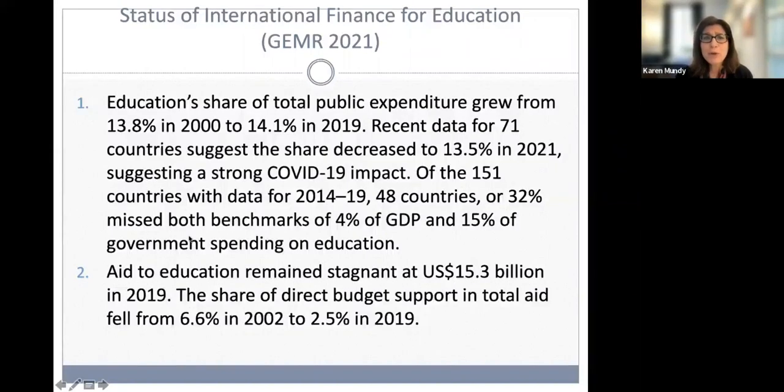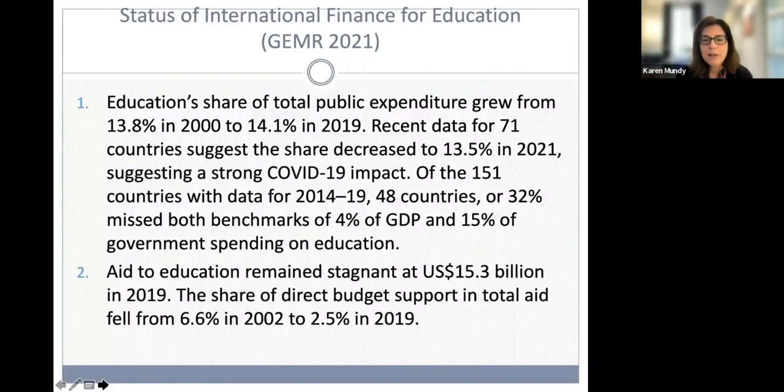I want to talk a little bit about total numbers. Education's share in public expenditure still grows domestically. It's very uneven, of course. Many, many countries, about a third of those captured in the GEM data, miss both benchmarks for domestic financing, that of spending 4% of GDP and 50% of national spending on education. And aid to education has remained pretty flat, pretty stagnant. We only have the numbers up to the end of 2019 because the data collected by OECD is always lagged by 1 or even 2 years.